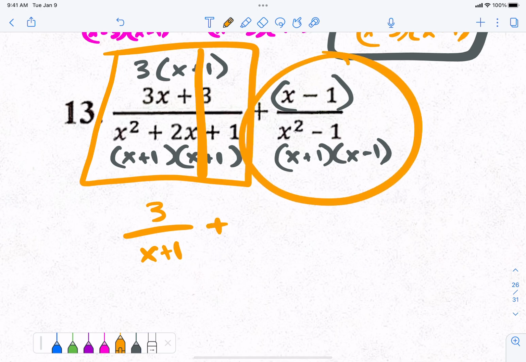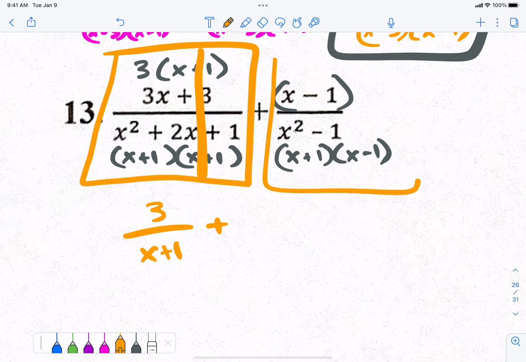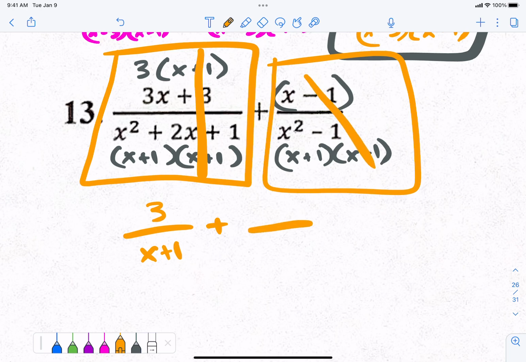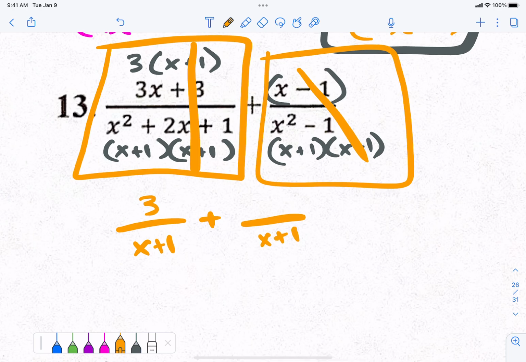Plus, what about this term over here? You can cancel the x minus 1. So what does it look like? 1 over x plus 1, right? You have to have a 1 on the top because everything's gone.